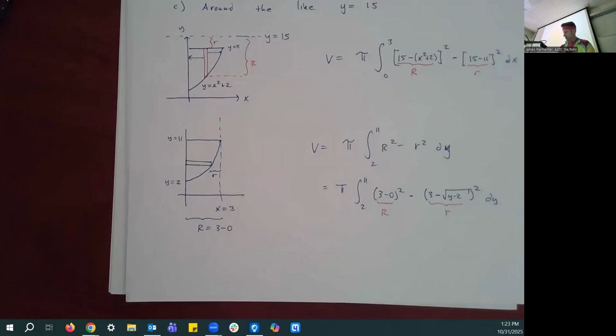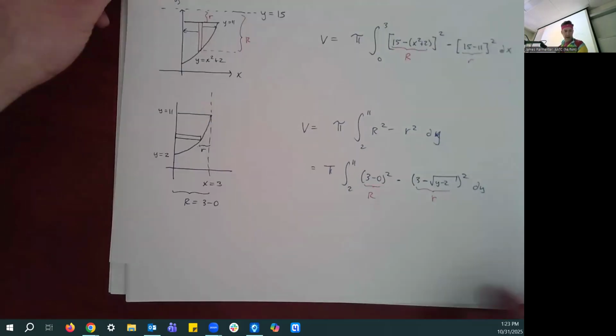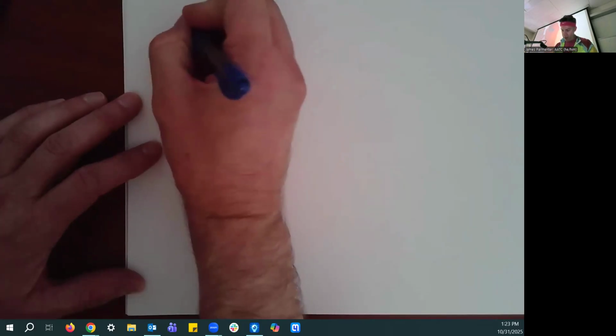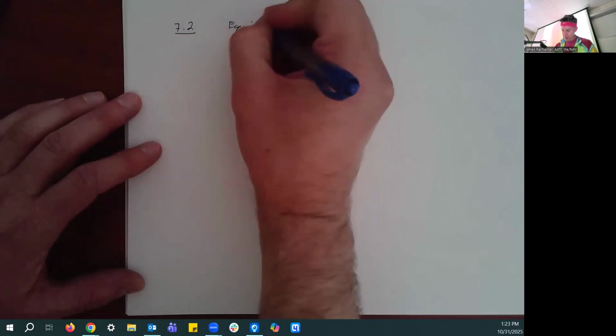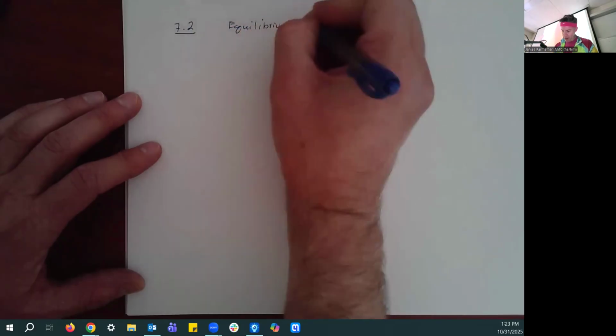Okay, let's go ahead and continue talking about some 7.2 stuff. I know last time we talked a bit about solving differential equations, but I feel like I kind of skipped some of this equilibrium and stability stuff, so we should go back to that. So section 7.2 is equilibrium and stability.